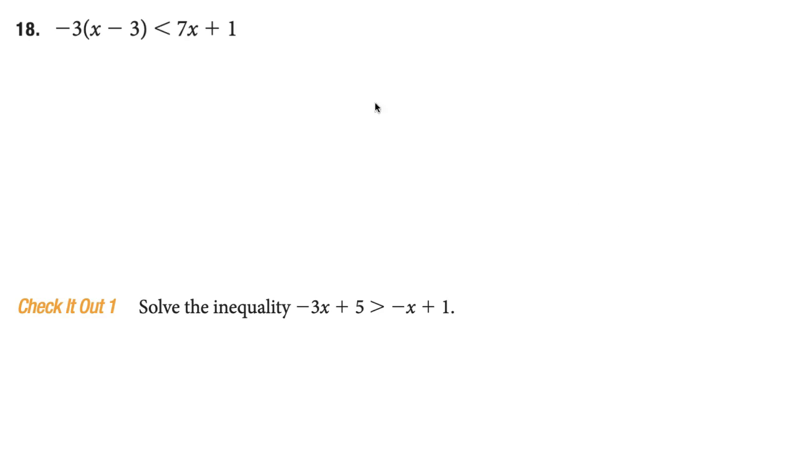Okay, the next problem I'm going to work is number 18 from the back of this section, 1.5. So the first thing we want to do is distribute the -3 to both of these terms. And watch your negatives, be careful. You get -3x plus -3 times -3, which is 9, is less than 7x plus 1.